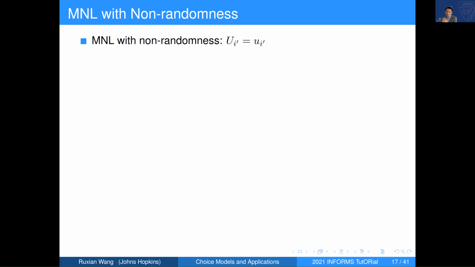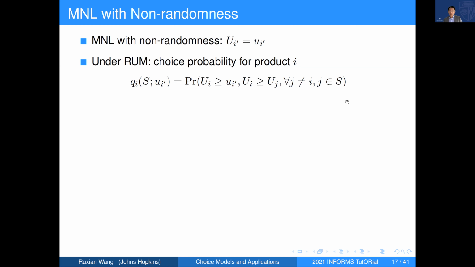Here we say there is a little bit different. One of the alternatives could be the outside option or no purchase option, whose utility is deterministic. Generally speaking, let's say the utility for an item i prime is deterministic. See this one, the utility does not have the random term epsilon i prime. The framework is still the random utility maximization framework.